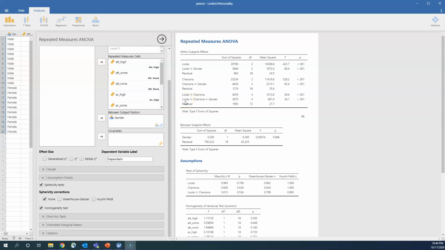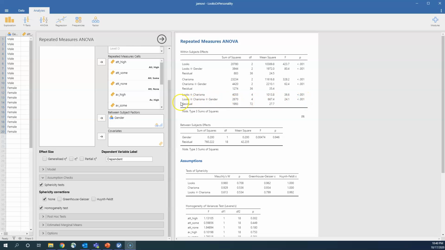And then finally, there was a significant looks by charisma by gender interaction. And the reason, again, why we know that is because the F value is far greater than the null hypothesis expected value of 1, and it's less than 0.001 as a p-value.